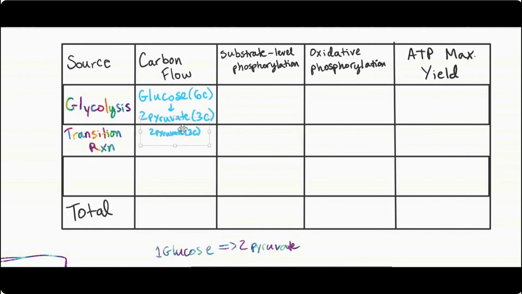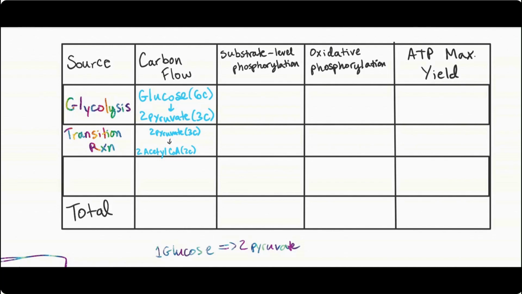So from our 2 pyruvate molecules, each that have 3 carbons, we get 2 acetyl-CoA molecules, right? Each pyruvate gets converted into an acetyl-CoA molecule, and each acetyl-CoA molecule has 2 carbons. And so now you're like, oh no, we don't have equivalent carbons, right? We went from 6 carbons from our 2 pyruvate molecules down to 4. So how can we account for all of our carbons?